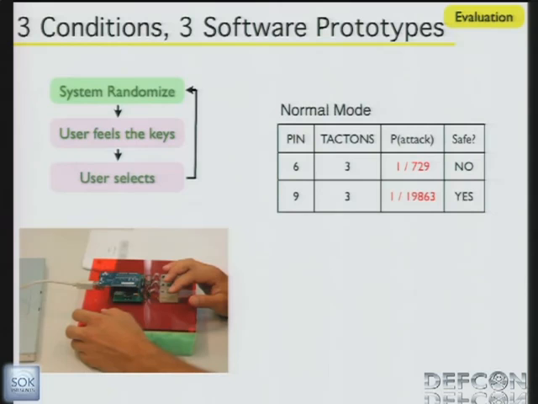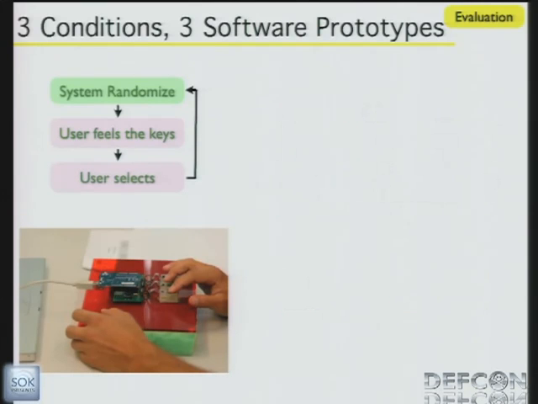It's worth noting that 729 is not considered secure by the standards of the four-digit PIN, but it's not that much fewer than a simplex lock, which has been used all over the place. So a trade-off between password length and performance.